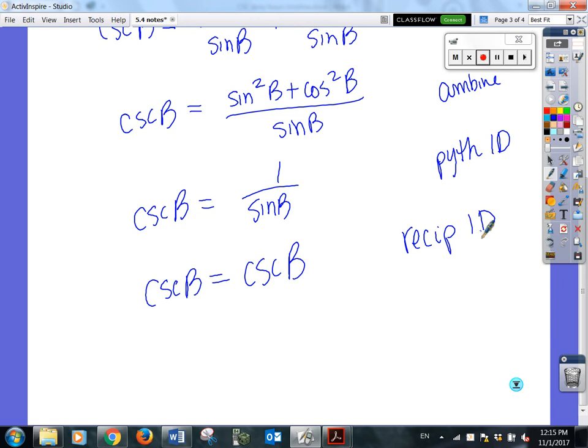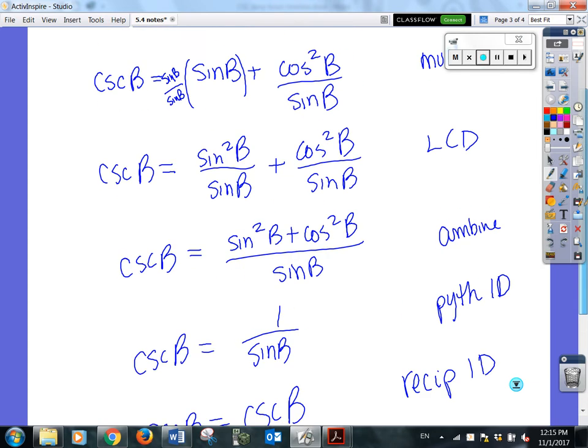Question? If you are reducing, so if you had sine times sine over sine, like sine squared over sine, and then you cancel, so cancel, simplify, reduce, those three are all interchangeable. Other questions?